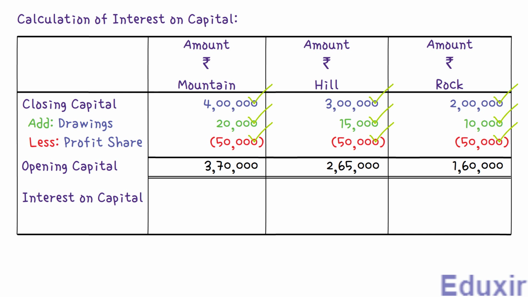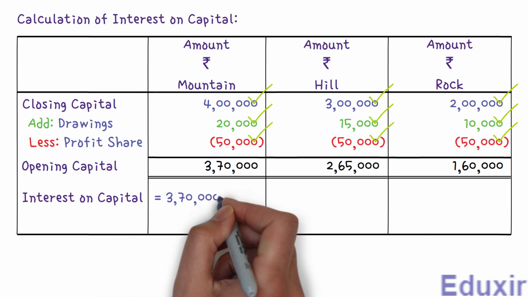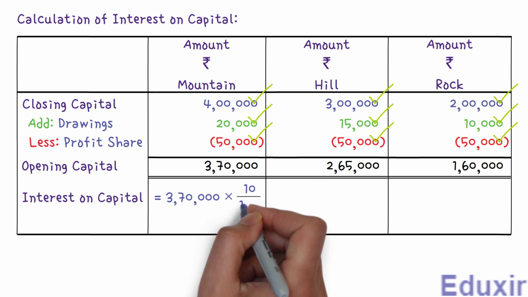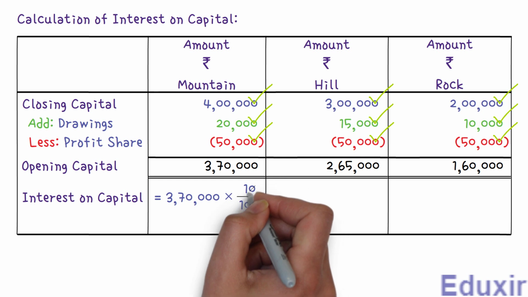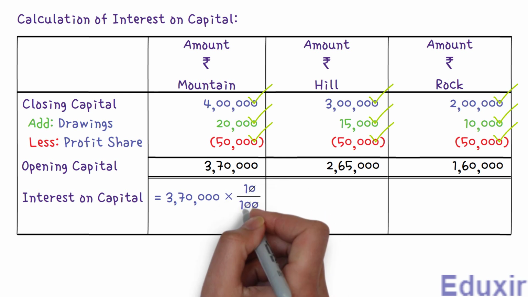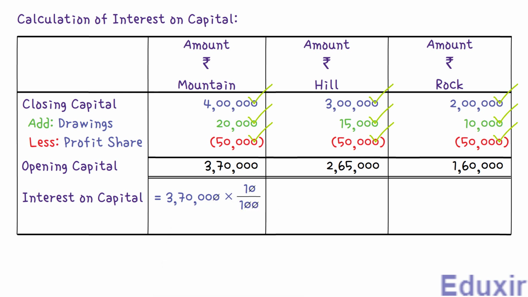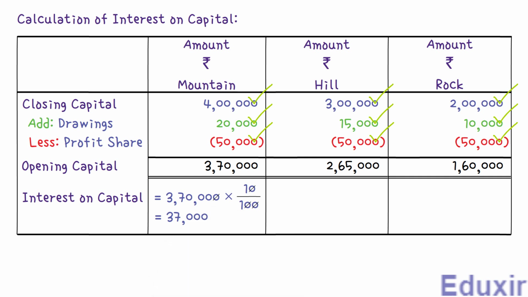Now, the interest on capital for the partner Mountain is his opening capital amount of 3,70,000 rupees multiplied with the rate of interest on capital, which is 10/100. Let's cancel a 0 in 100 for the 0 in 10. Let's cancel another 0 in 100 for the 0 in 3,70,000 rupees. The resulting value of this calculation is 37,000 rupees. This is the interest on partner Mountain's capital.